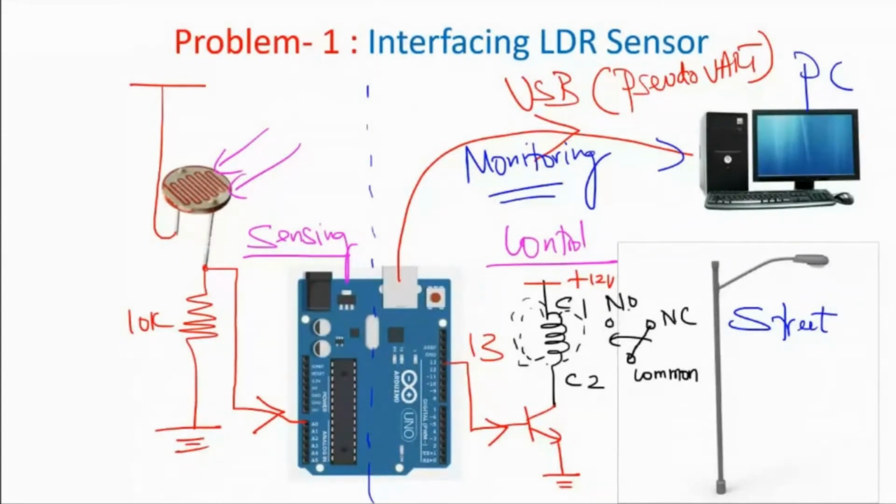So this normally open and common line acts as a switch. This is where we have to connect our load. What is our load? Our load is our street light. This street light has two wires, one the live wire and the neutral wire, or positive and negative depending upon whether you are using AC or DC.